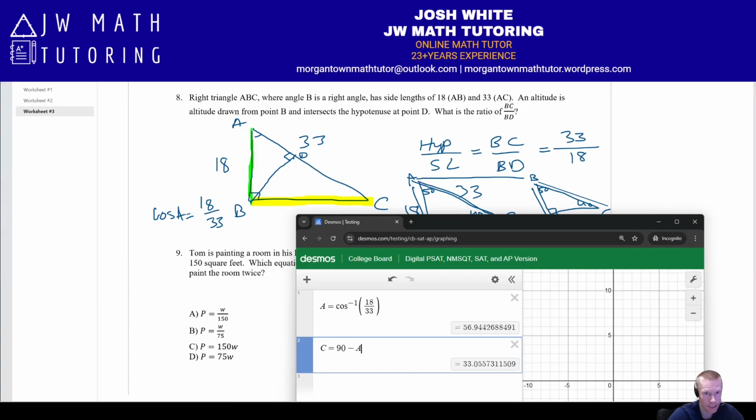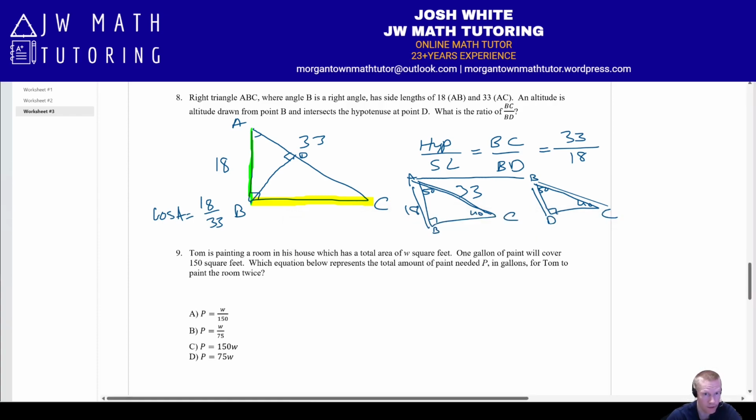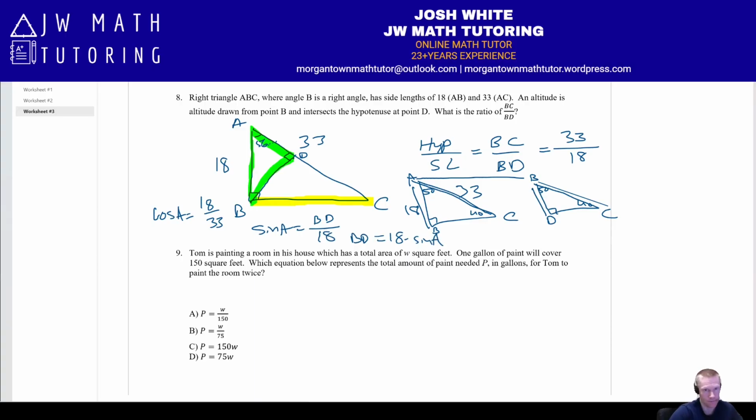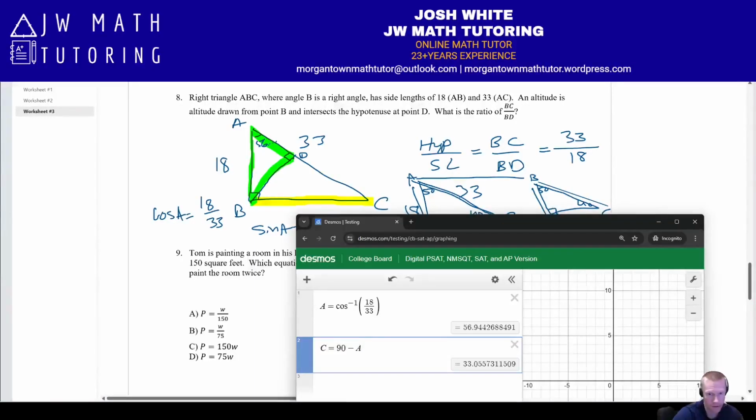So now you need to find BD and BC. The way you can find BD is, first you can look at the small triangle here. We know this angle up here is 56 point something. So we can say the sine of A is equal to BD over 18, or in other words, BD is equal to 18 times sine A. I'm just going to call that D in Desmos.